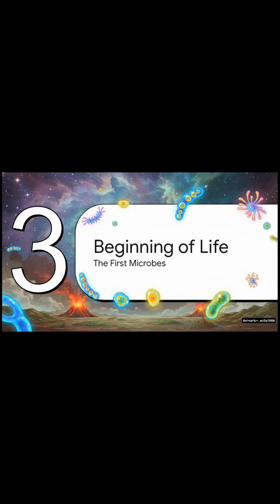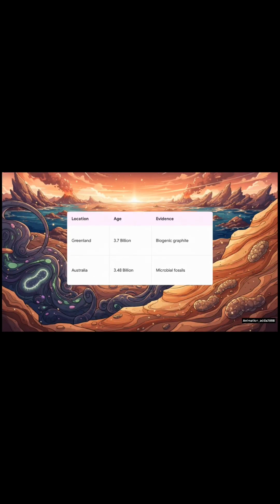Which brings us to Section 3, the beginning of life. Now, you might be wondering, how do we actually know when microscopic life first appeared? Scientists aren't just guessing about this stuff. They have concrete physical evidence locked away in ancient rocks. For example, in western Greenland, deep within sediment dating back a staggering 3.7 billion years, researchers actually discovered biogenic graphite, which are essentially the carbon signatures left behind by living organisms.